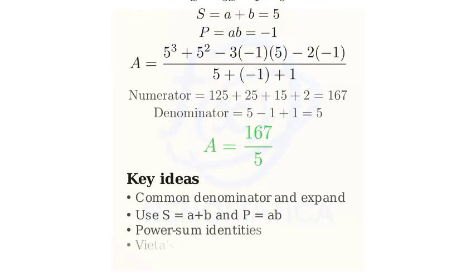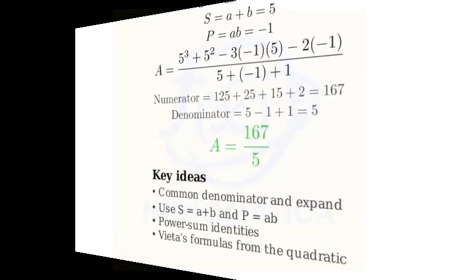Recap. We combined the fractions, grouped as power sums, rewrote everything with s equals a plus b, and p equals ab, used the identities for a cubed plus b cubed and a squared plus b squared, applied Vieta's formulas s equals 5 and p equals negative 1, and obtained A equals 167 over 5.